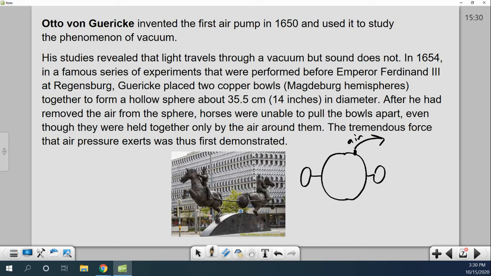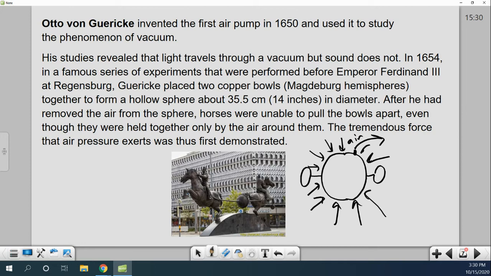He's like, here, 2 copper bowls. All I've done is take the air out. Here, pull these bowls apart. And he hooked up literally plow horses, big, strong horses. And the horses couldn't even pull the bowls apart, even though they were held together only by the air pressure of the atmosphere pushing on the bowl. Because there's nothing left inside to push against it, our atmospheric pressure pins those bowls together.